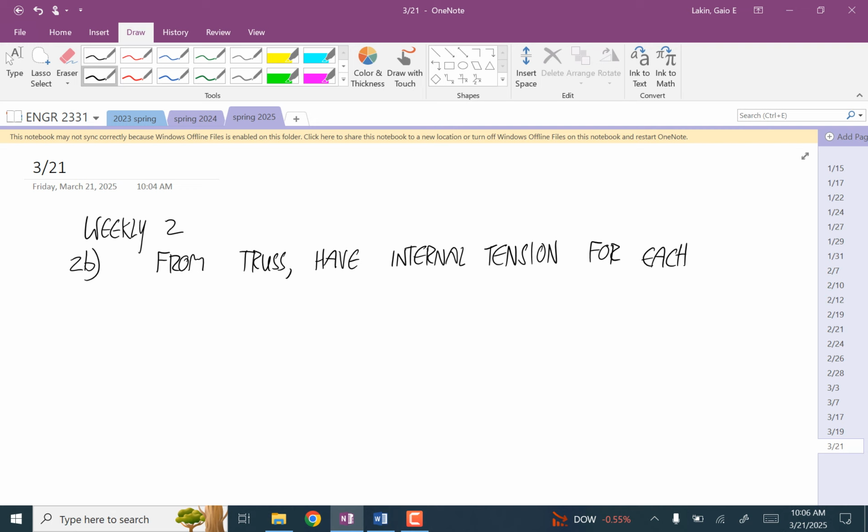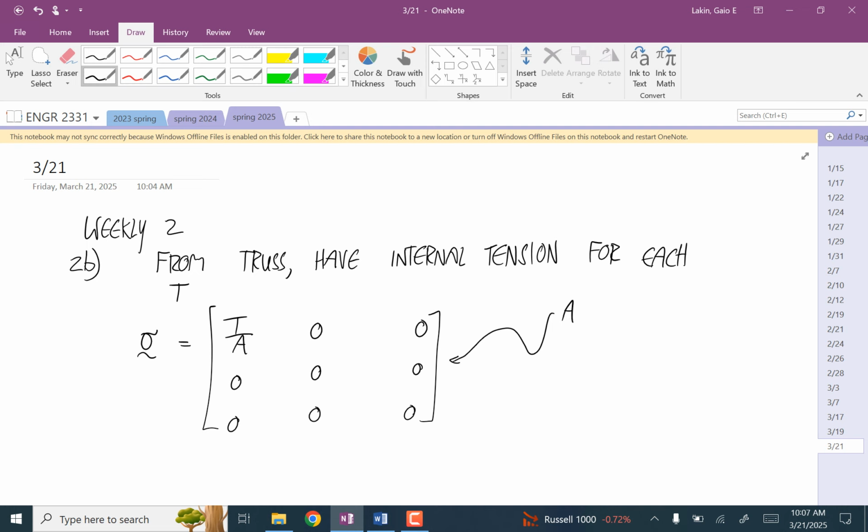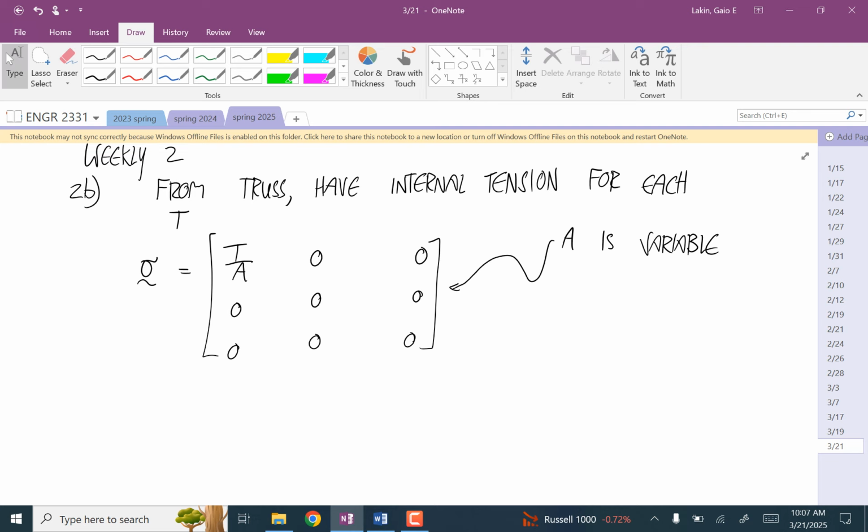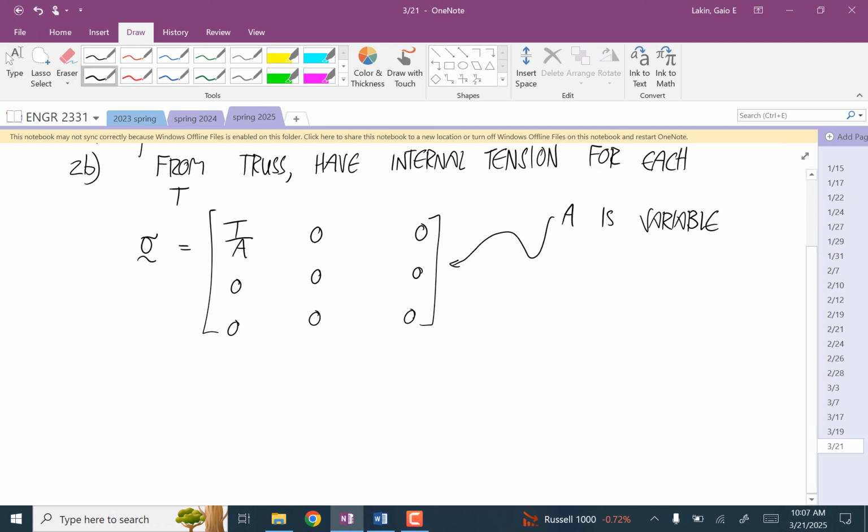But this is just the T value, you know? And so then what you know is the stress tensor is T over A, 0, 0, where A is a variable. T isn't. T is a number that you've calculated. And then this is a principal stress tensor.